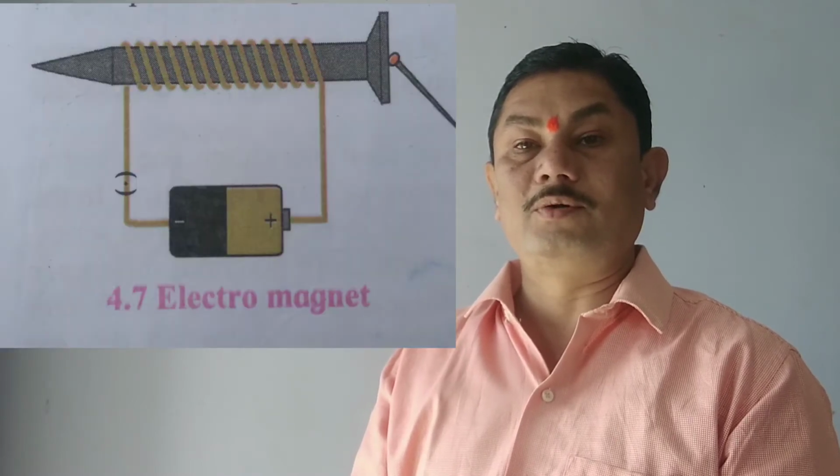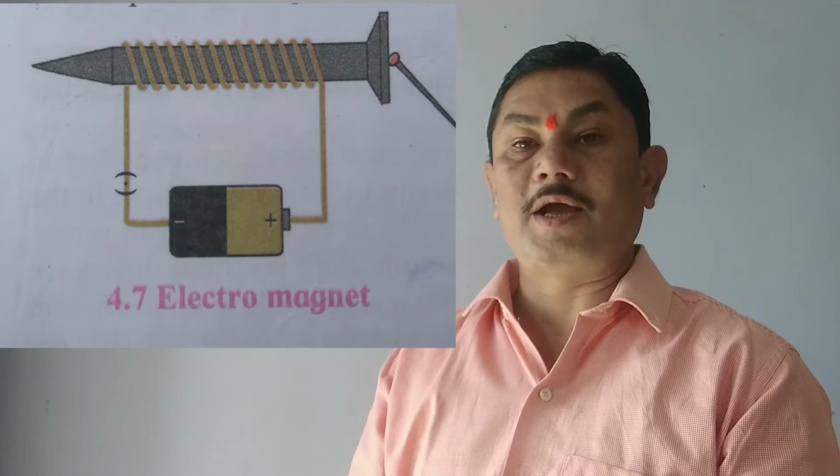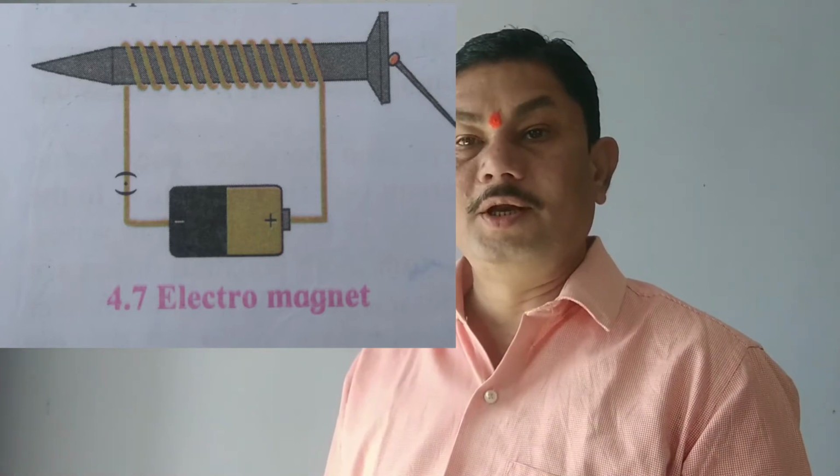Electromagnet. In this part we learn about the electromagnet. When electric current flows through the copper wire, then magnetism is produced around the wire. This is a magnetic effect of electric current.